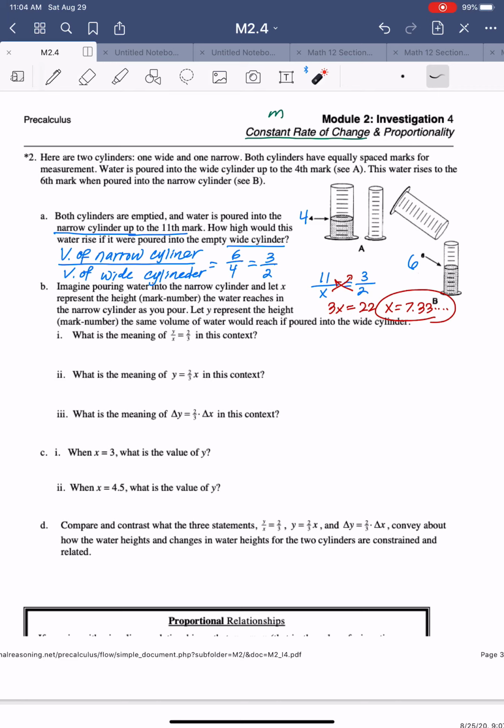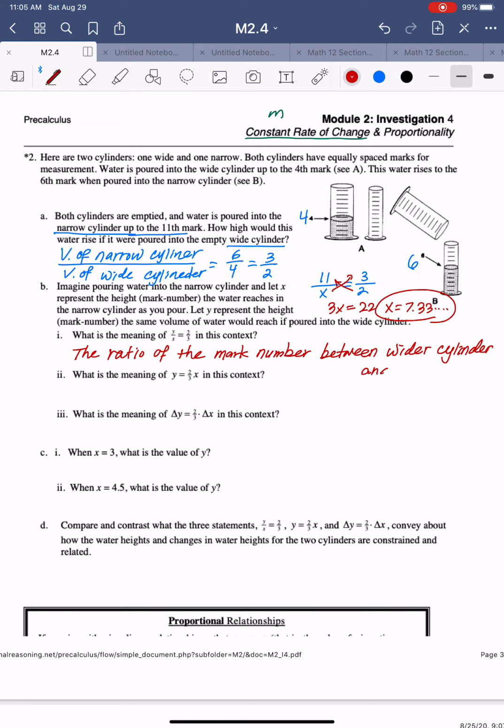So the meaning of the equation is the ratio of the mark number between the wider cylinder and the narrow cylinder. Sorry about that, it's because they put the 2 on the top, right? Wider cylinder and the narrow cylinder.